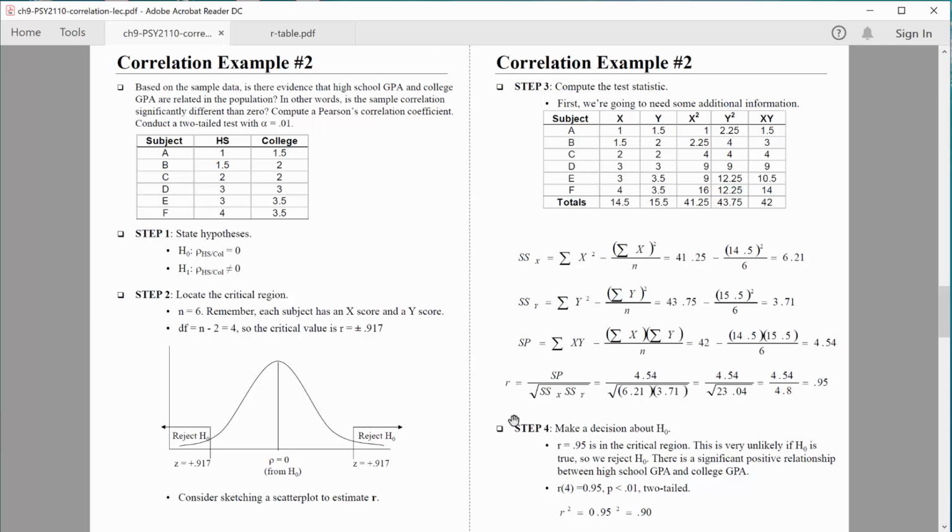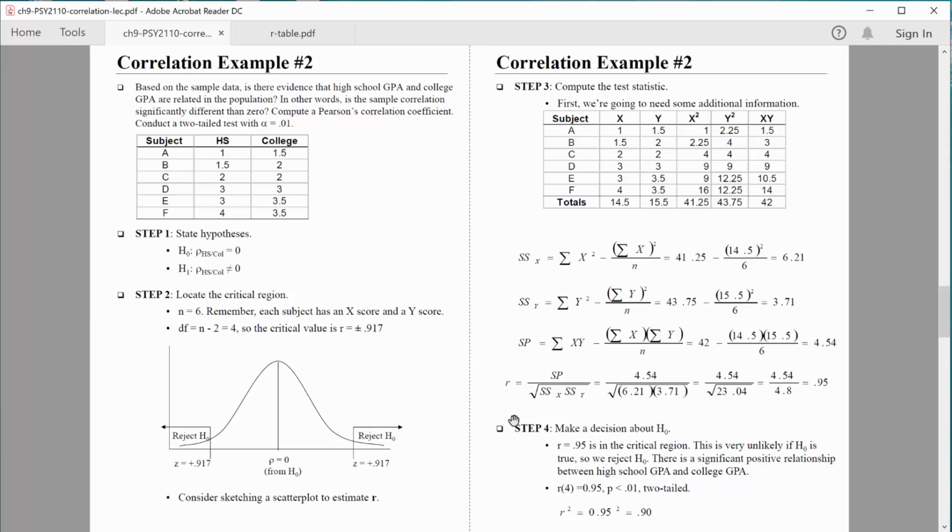Of course, we just want to summarize everything that we found. So we will say that our R value equals 0.95, and that value's inside the critical region. So here I'm laying out my justification for why I'm going to reject the null hypothesis. 0.95 is within the critical region, and this is very unlikely to occur if the null hypothesis is true. It makes me question the null hypothesis, and ultimately I reject it. There is indeed a significant positive relationship between high school GPA and college GPA. So that's our interpretation in everyday language.